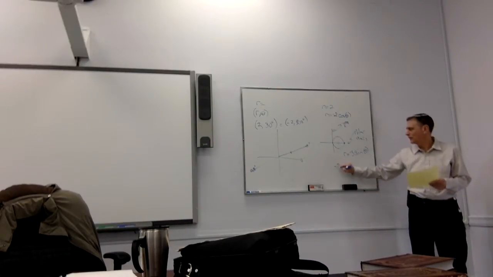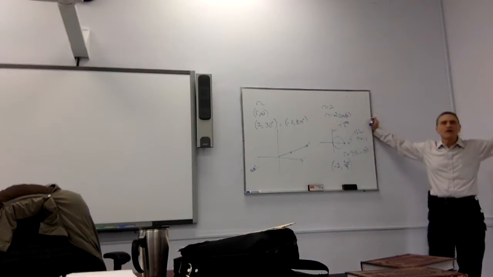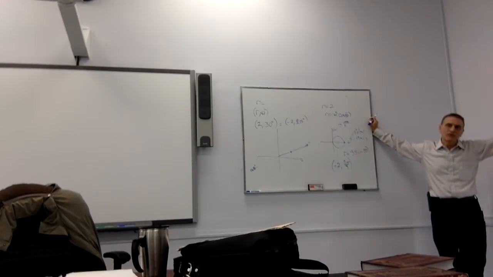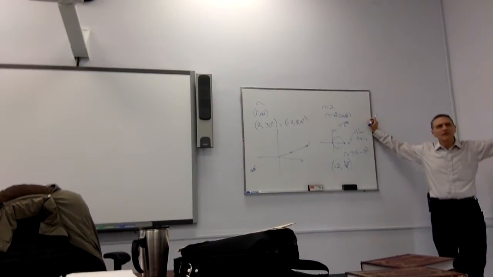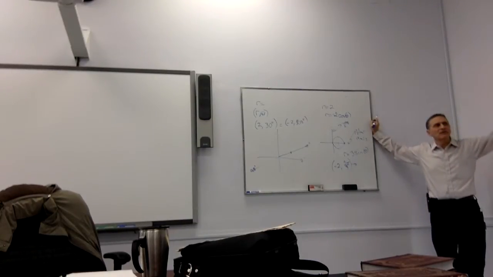I'm giving you a point, (-2, 2 pi over 3). Because this is already listed as 2 pi over 3, you would assume it's polar form. If I said (2, 5), you wouldn't know, because it could be 2 on the 5 radian ray. You would have to be told whether that's rectangular or polar form. This you would assume is polar. Could you write that into rectangular form?